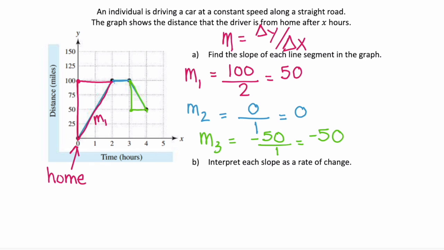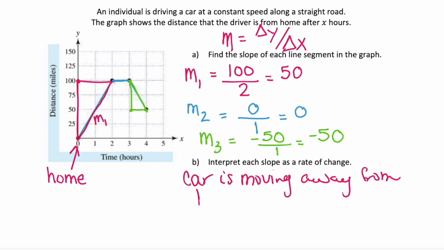Now part B wants us to interpret each slope as a rate of change. Well, what's happening in this first segment? This first segment, the car is moving away from home. And how fast is that car moving away from home? 50 miles per hour. This is our rate of change, 50 miles per hour.